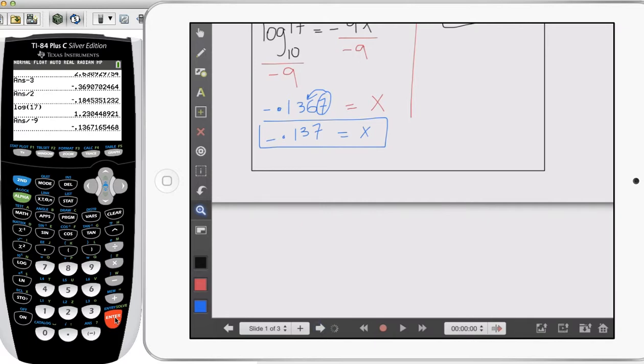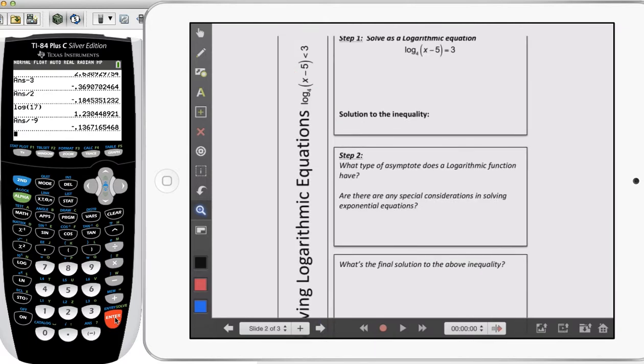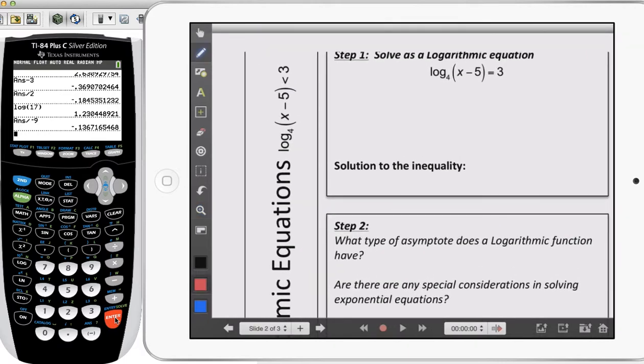Now let's move on to logarithmic functions, or logarithmic inequalities. So this is my logarithmic inequality over here. It's the same concept. Every time you want to solve a logarithmic inequality, you take it as an equation first, solve for x, and then write your solution as an inequality. Now to solve a logarithmic equation, change it to exponential form. So 4 to the power 3 is equal to x minus 5. 4 to the power 3 is 64, equals x minus 5. You add 5 to both sides, so 69 is equal to x.